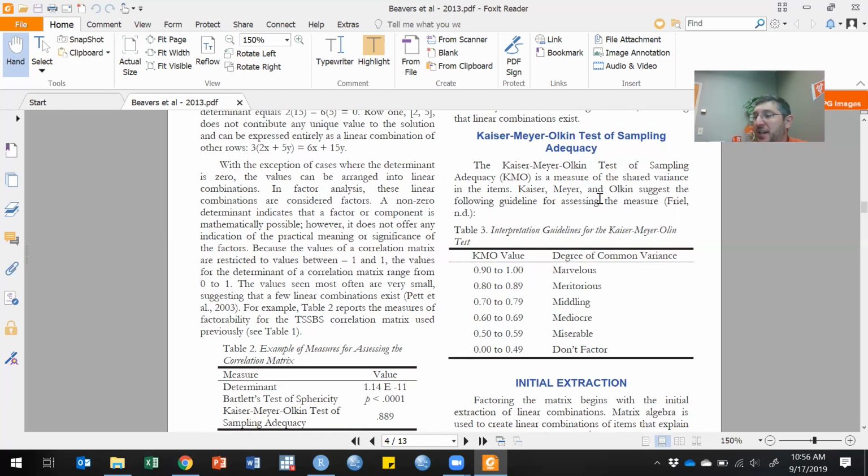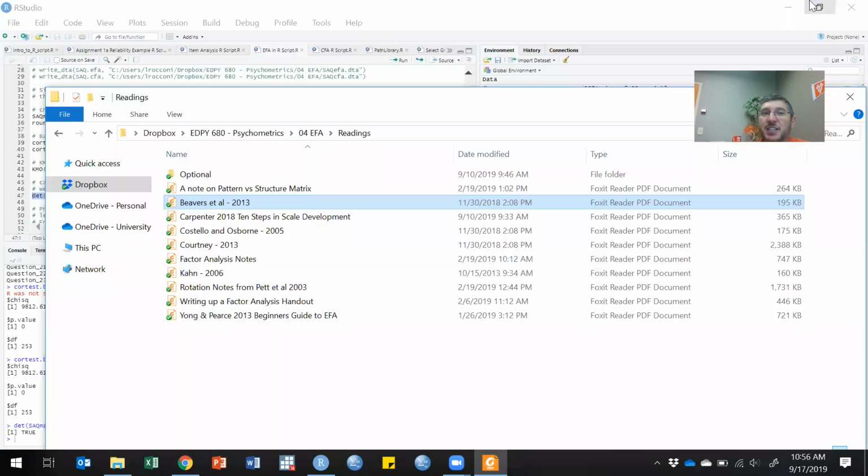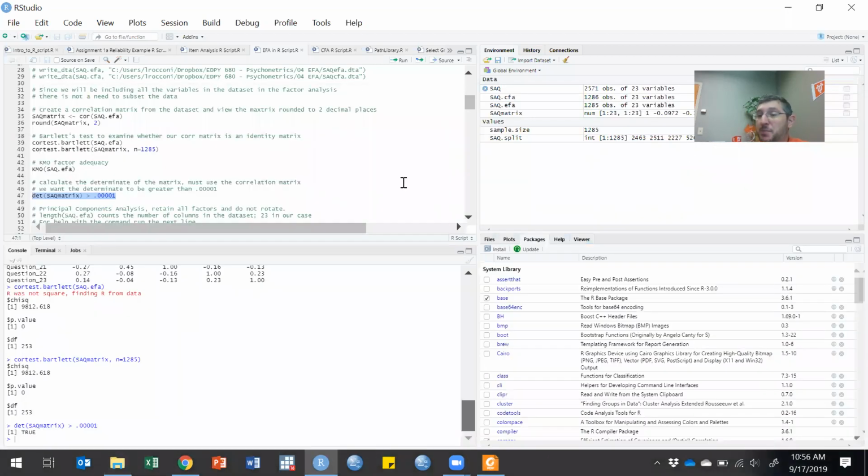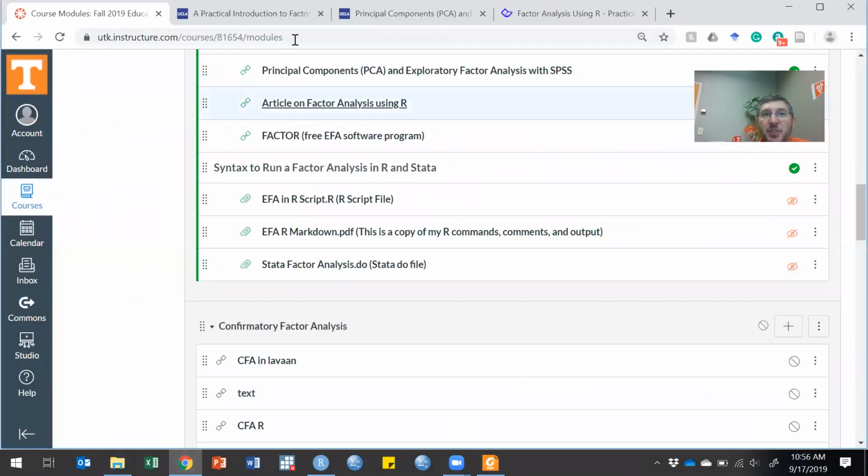It's just a way to suggest the proportion of variance among all your variables that might be common variance. And what do I mean by that? We kind of think of the total variance of a variable as made up of two components. It could either be common variance or unique variance. They talk about that. Okay, good.